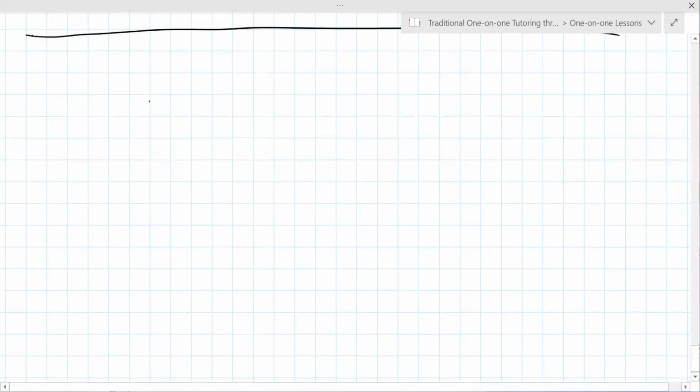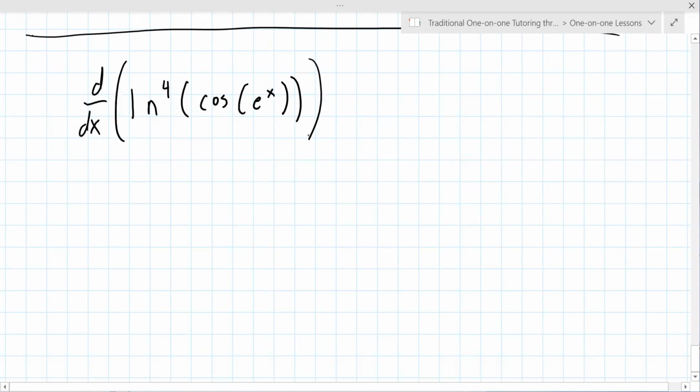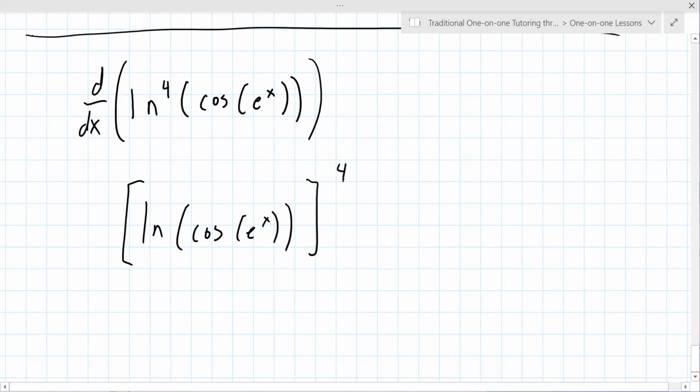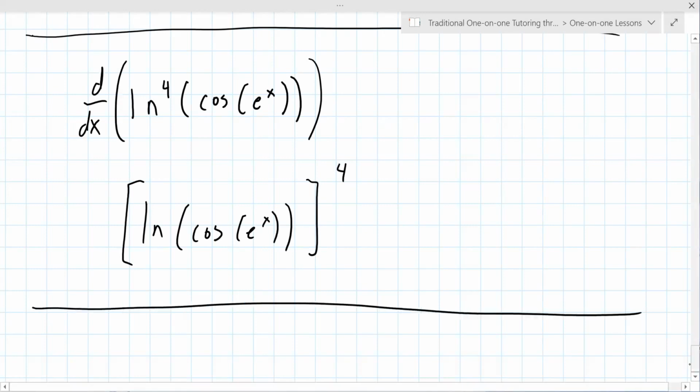So another type of problem you might see, which is a little weird, is they could go natural log fourth of cosine e to the x d dx. And so what this means is it's really the natural log of cosine e to the x all to the power of 4. Okay. I don't think you're going to see this, but that's like another possibility.